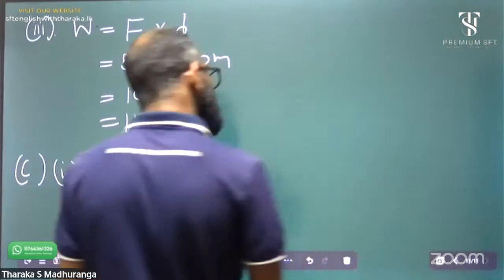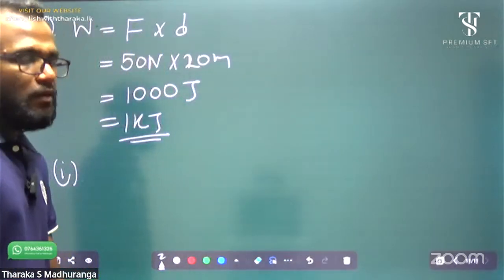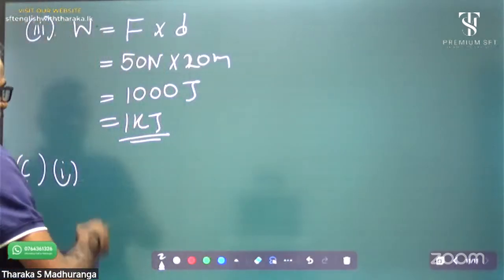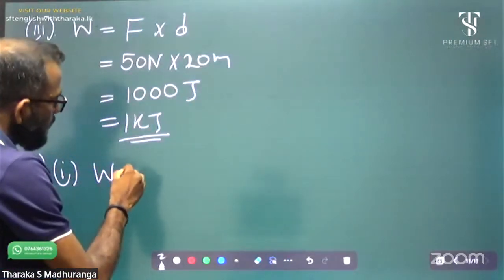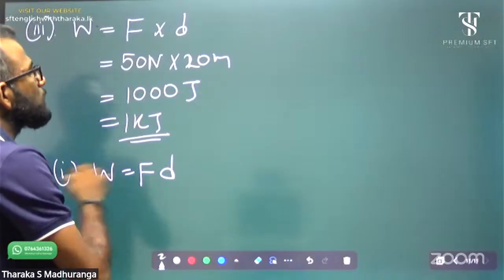Yeah, we have two methods for this one as well. Okay, this is an easy method. I make both easy. Work equals F into D, same method.